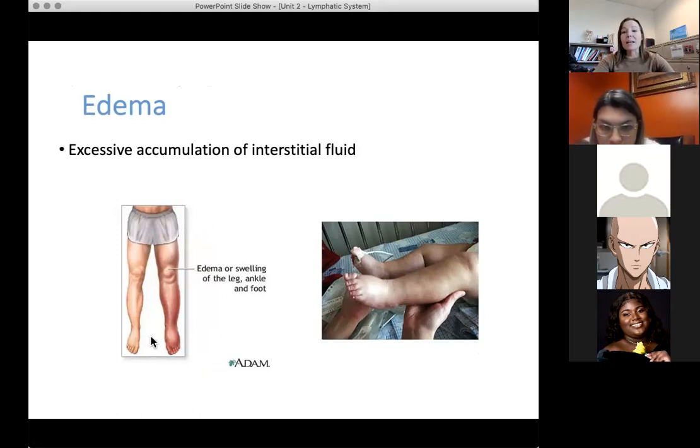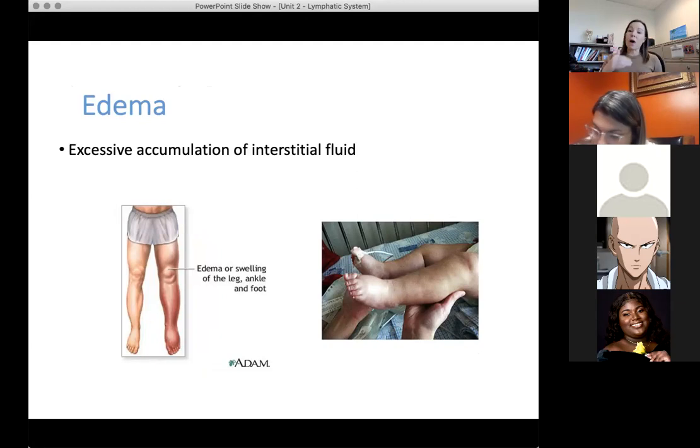And that excess fluid is going to move into lymphatic capillaries. And at that point, that fluid is called lymph. As soon as it enters the lymphatic capillaries, now it's called lymph.